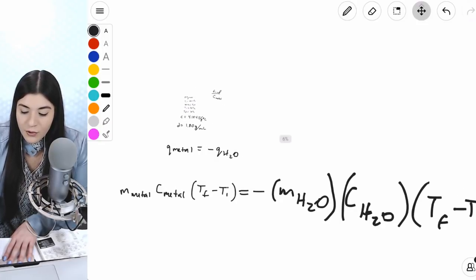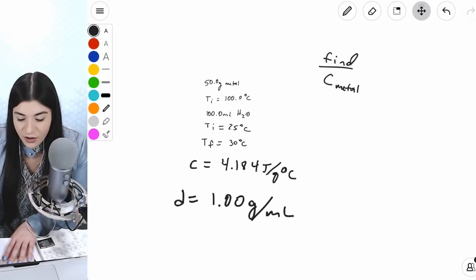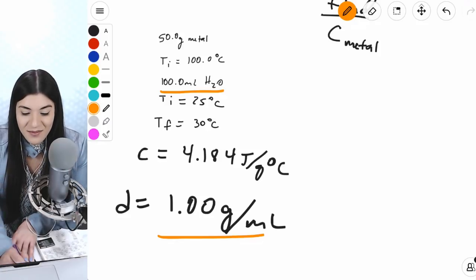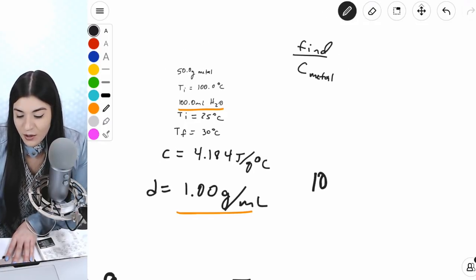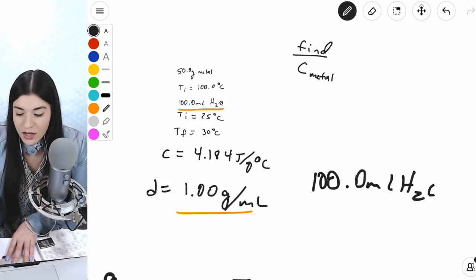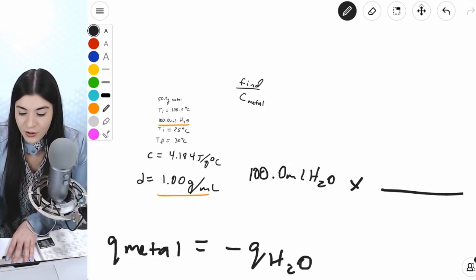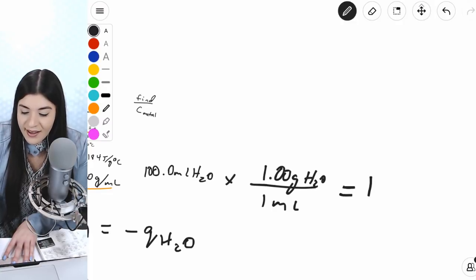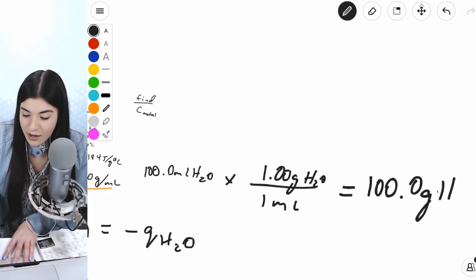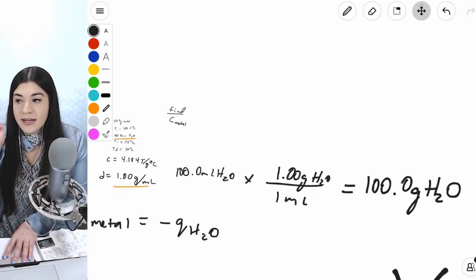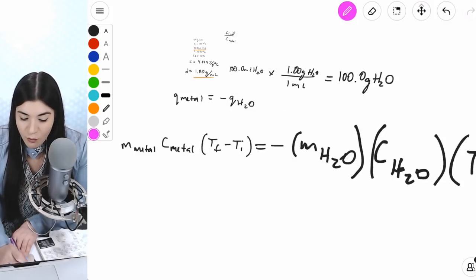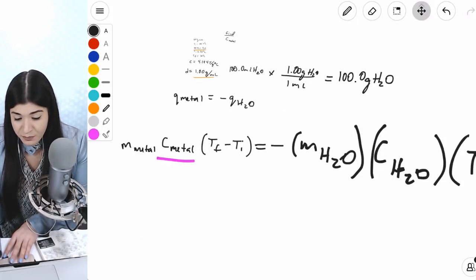Before I start plugging anything else in, let's convert that milliliters to grams. I know it's really the same thing, but I'm going to show it regardless. So, 100.0 milliliters of water, using its density to change it to grams: there's 1.00 gram of water per every 1 milliliter. I know when we multiply, it's going to give us the same exact thing, but some professors are picky and want to know how you changed that. That's how we change it to grams. Now I'm going to plug everything into that large formula and solve for the specific heat capacity of the metal.